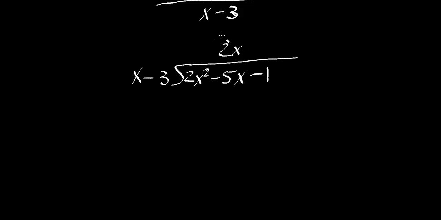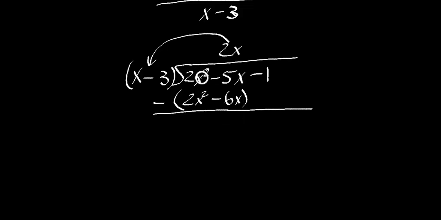Now we multiply this by this thing. 2x times x is 2x squared. 2x times negative 3 is negative 6x. Remember, you are subtracting this. 2x squared minus 2x squared is 0. Negative 5 plus, remember, plus 6x, it was just an x, right? 1x. Now you would bring this negative 1 down, and you would do the same thing again.